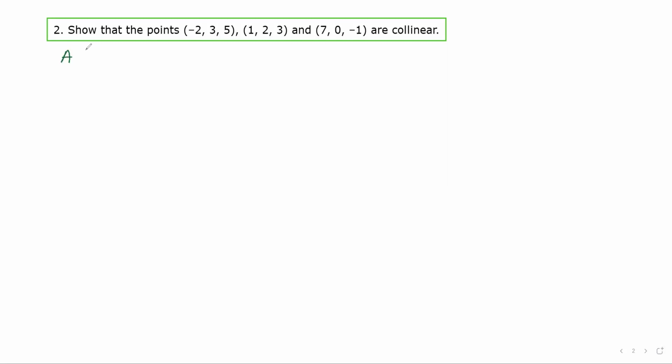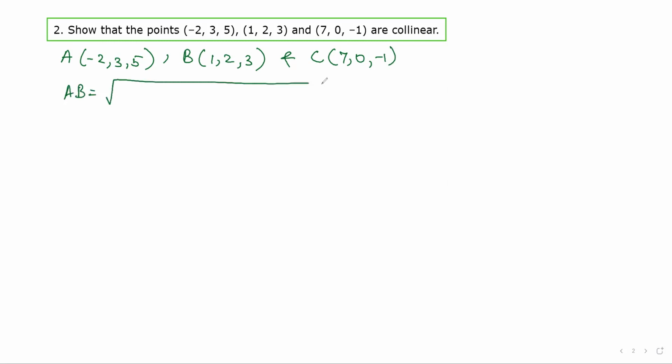So we'll assume this is your point A, minus 2, 3, 5. Then you have another point B, 1, 2, and 3. And C, 7, 0, minus 1. AB distance will be equivalent to root of (1 minus of minus 2), which is 1 plus 2, 3, 3 square, plus (2 minus 3), which is minus 1 whole square, plus (3 minus 5), which is minus 2 whole square. This is equivalent to root of 9 plus 1 plus 4, which is root 14.